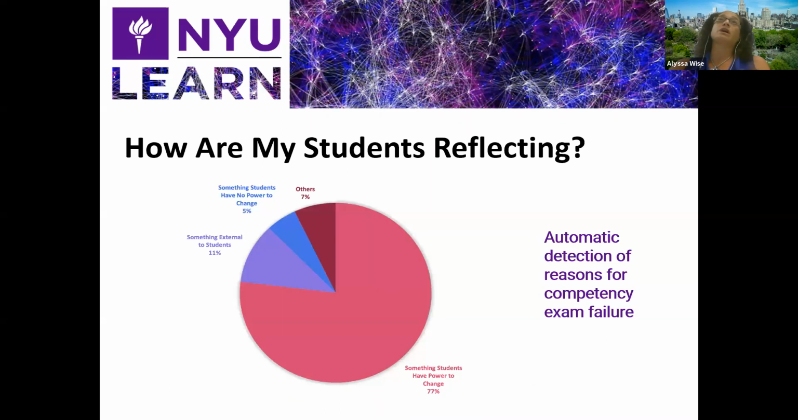We can also look later in the program, when students are asked to reflect if they don't pass one of their competency exams. And what we found, again using natural language processing, is that most of the students see the reason they didn't pass the exam as something they have the power to change. But there's a small percentage of students who either see it as external to them, sort of the test was too hard, there's nothing I can do, and other students who see it as some other reason, I ran out of time and there was a problem. And so those students who see it as something they can't change are students we may want to work with more so that they're able to pass the exam moving forward.